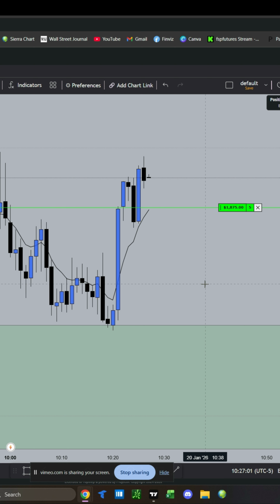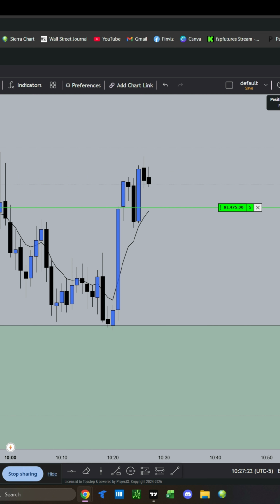Now this is the model that I use, where we want to see a change in market structure. We want price to go to a key area, and once it goes to that key area, we're looking for that pivotal reversal. So if I look here, this is our key area, that 1 hour demand that I showed you.